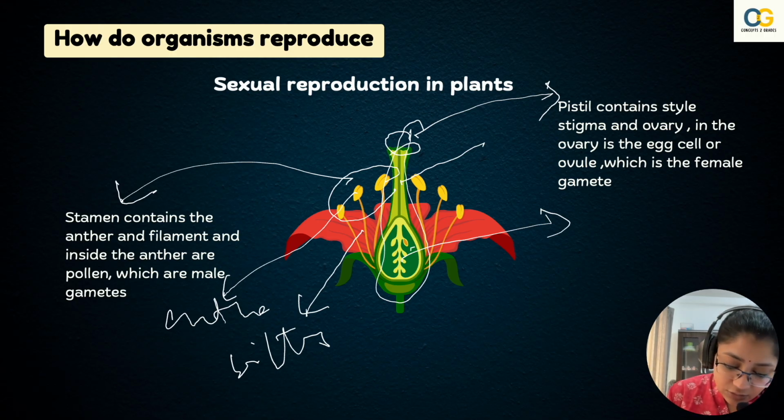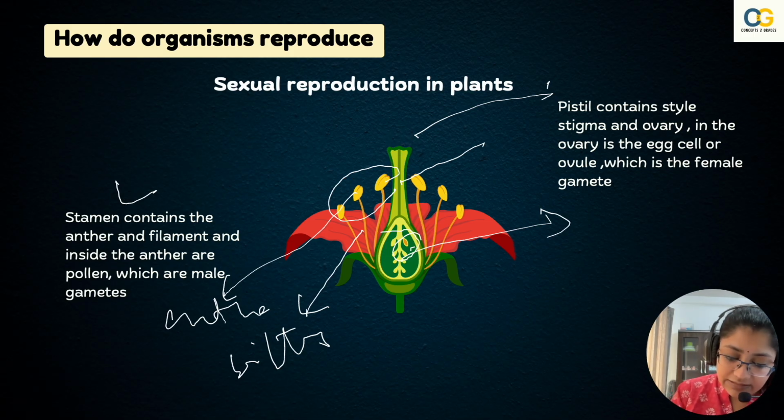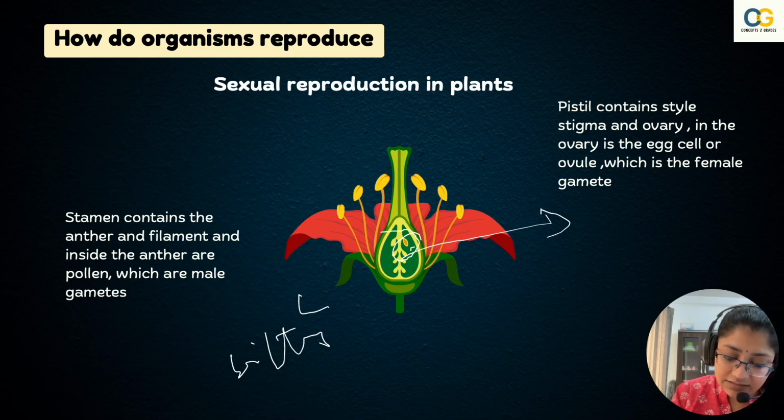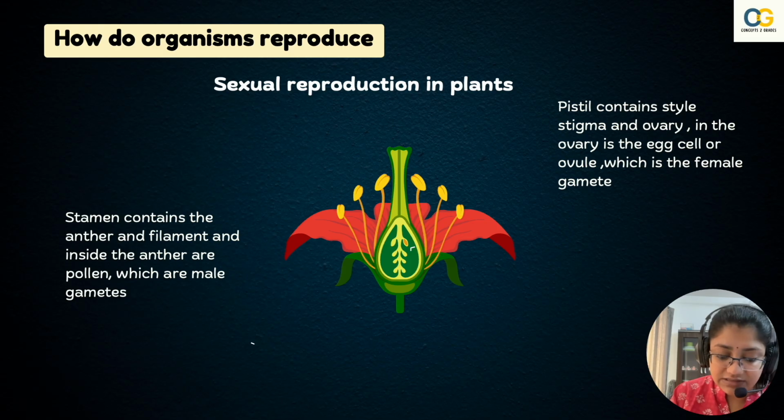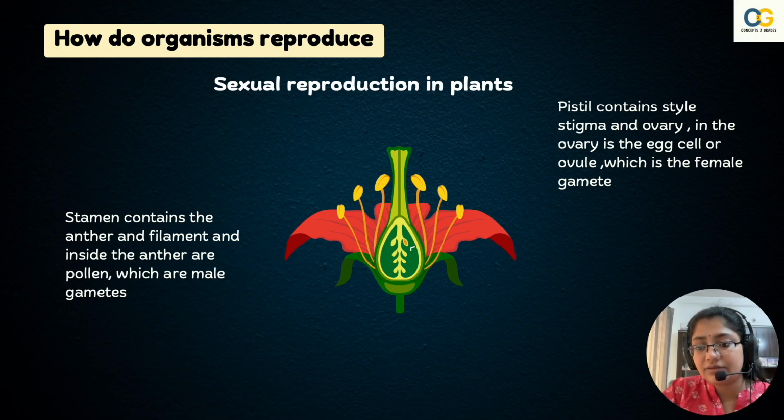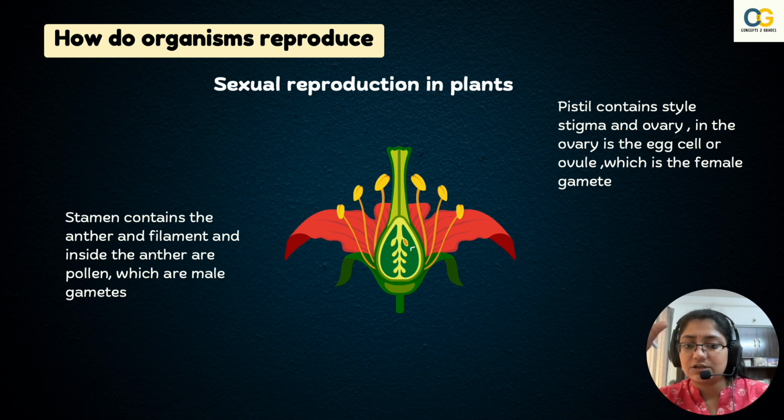And inside the ovary, you can see here, this is the female gamete that is present. And inside the anther, there are pollen grains which are the male gametes, right? So the male gamete is present inside the anther and the female gamete is present inside the ovary, and this happens in the flower. So your flower is actually a reproductive part of the plant.